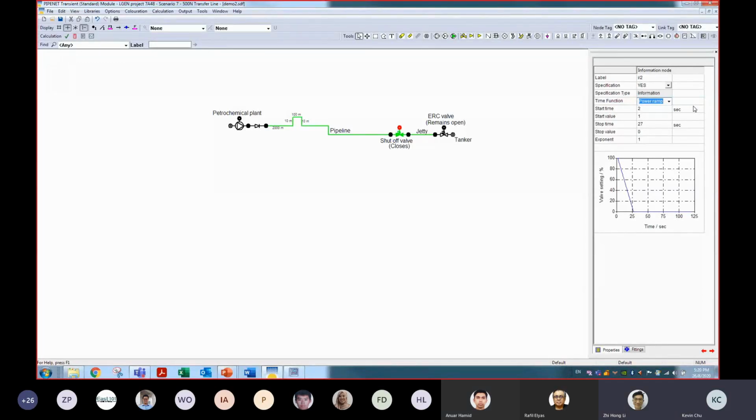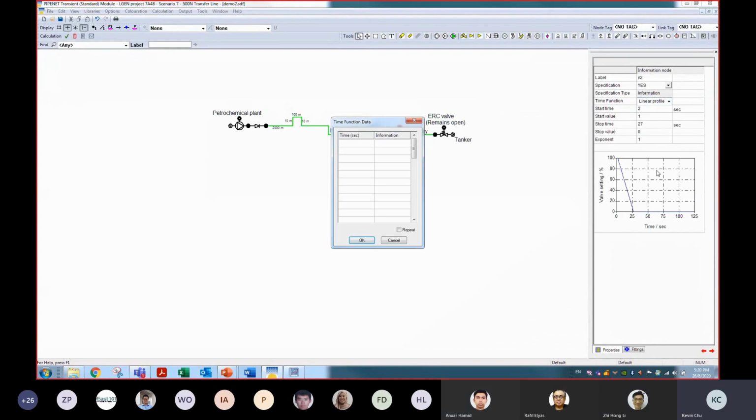Does Pipenet consider valve effective closure time rather than total closure time? I believe it's a different closing pattern, right? So if that, then it is possible you can do that. So let me demonstrate here. You can actually do something like this. Let's say I want to close my valve, here at 0 it is at 1, and then maybe at 10 seconds it is at 0.5, then at 20 seconds it is at 0.2, and lastly just close.